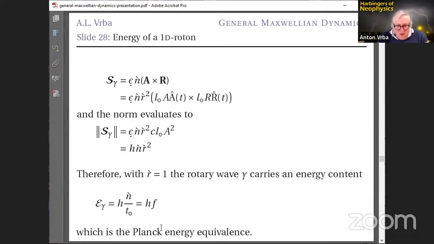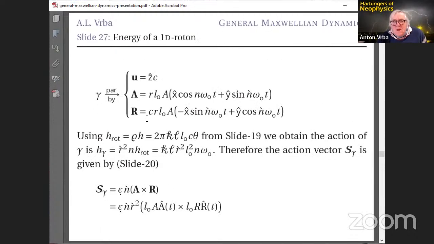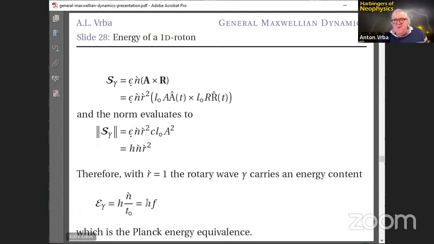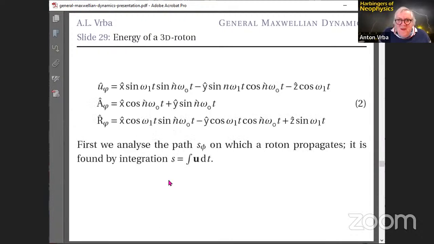Furthermore, being rotary, I also have spin in this. So let's go back to this equation here. In this equation, I have things rotating, which we can see, which is spin, and it is also following the energy, as we know it, with the Planck energy equivalence.